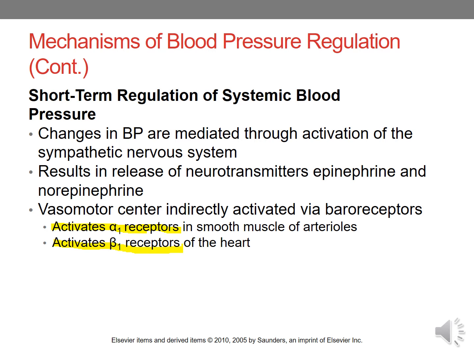A beta blocker will block the beta receptor, and so what it will do is cause the heart, instead of contracting, to relax. So the definition of a beta blocker: the beta blocker will actually relax the heart.